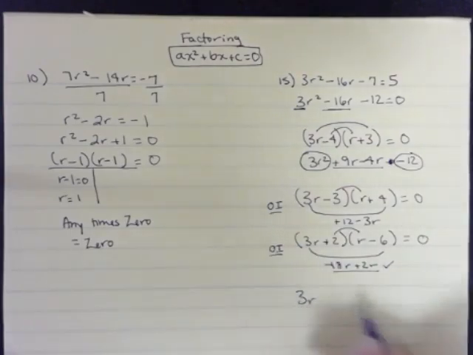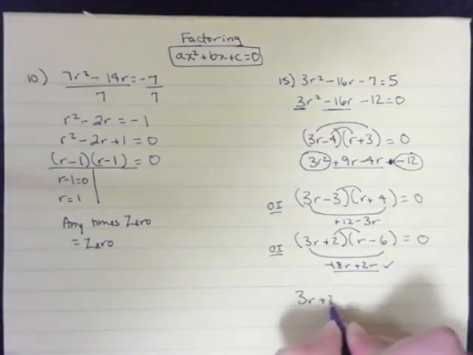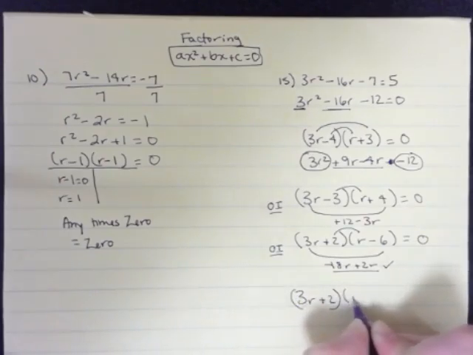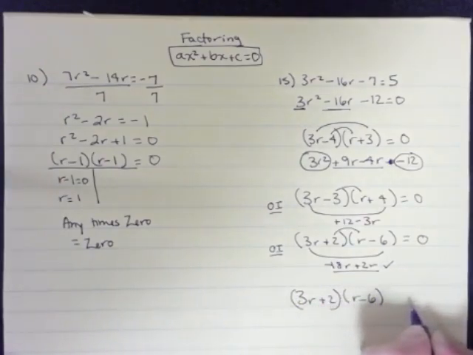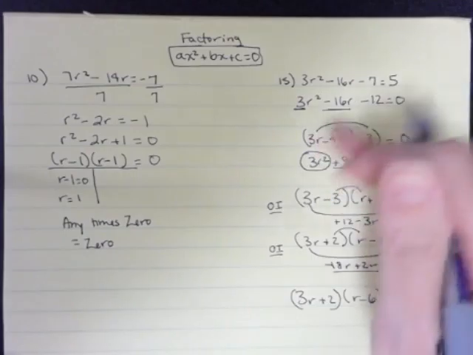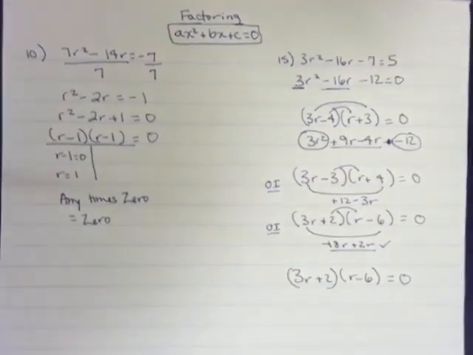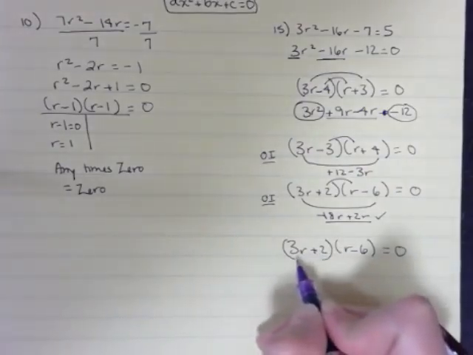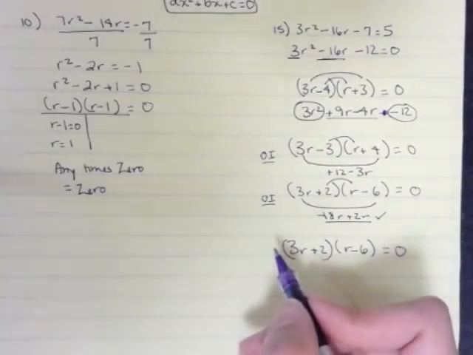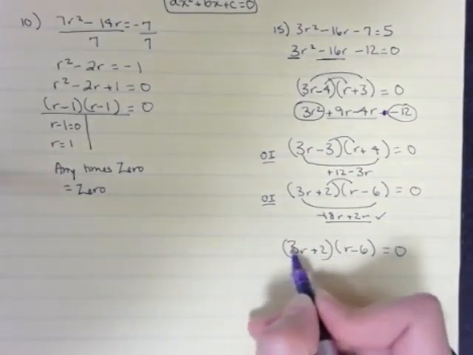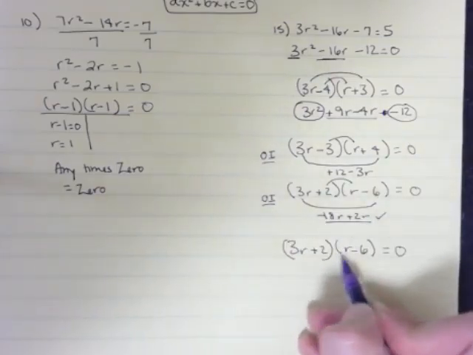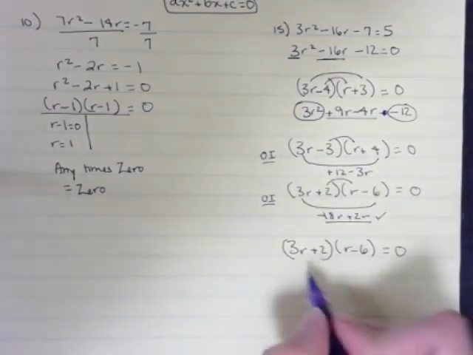So I'm going to rewrite these factors, 3r plus 2 and r minus 6. And of course, if you're using a pencil, you can just erase and keep trying this trial and error, okay? And then what I want to see is we really have to understand that because of the zero product property, if this guy is 0, the whole thing is 0, or if this guy is 0, the whole thing is 0.